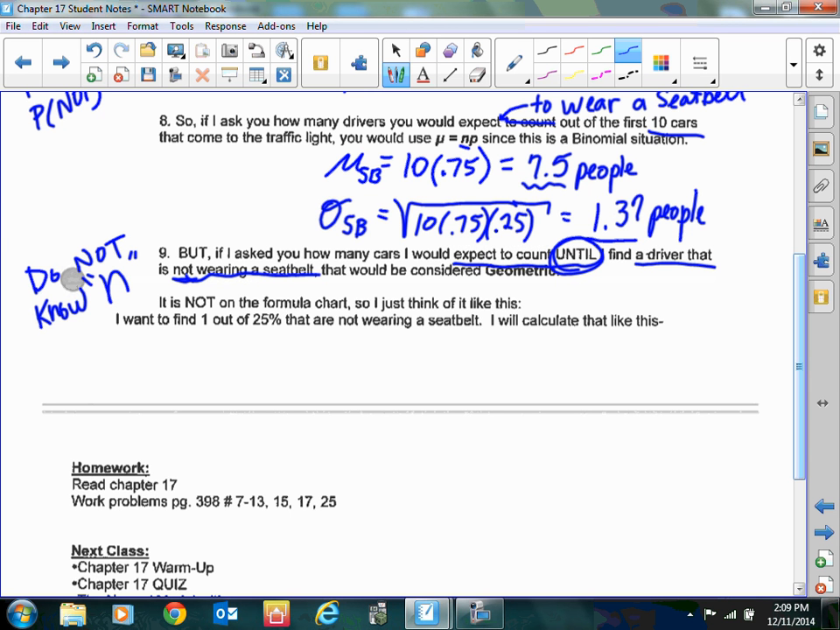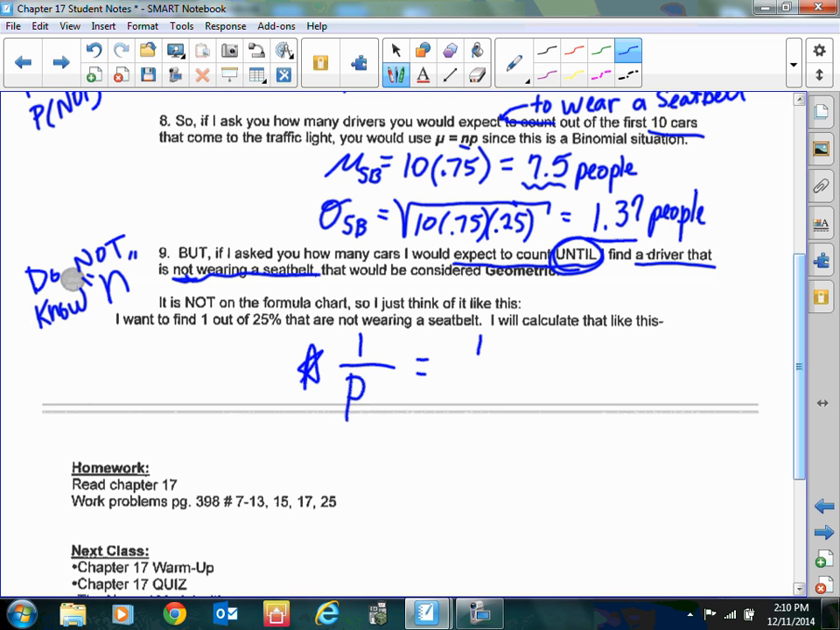Yes, very good. How did you think of that? Who said that? Austin, you did? Okay, because it's a 25% chance, and this is not on the formula chart, so this is one that you have to kind of think about, but it's always 1 over P. 1 over the probability that that event will happen.